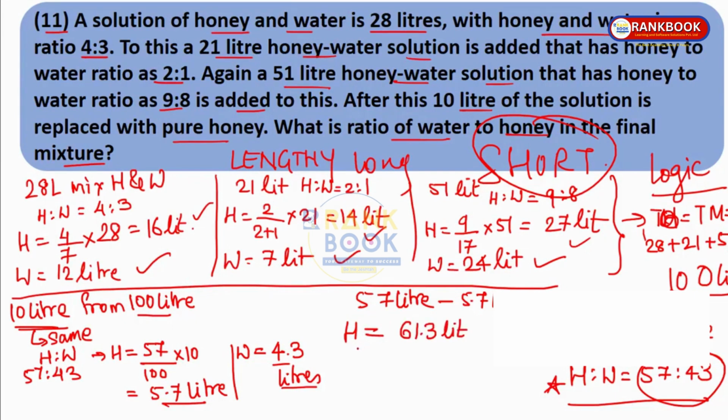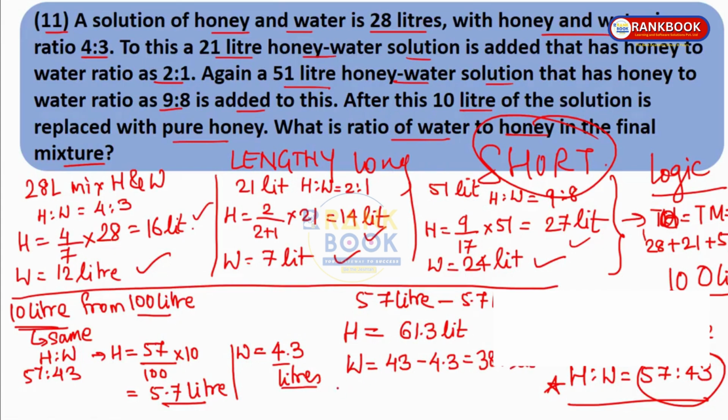Okay. Now, how much is the amount of water? Initially we had 43 liters. Then we removed the 10 liter solution. That means in that 10 liter solution we had 4.3 liters of water. So 4.3 liters of water was removed. Okay. And no water was added, only honey was added. So the subtraction comes out to be 38.7 liters, right?